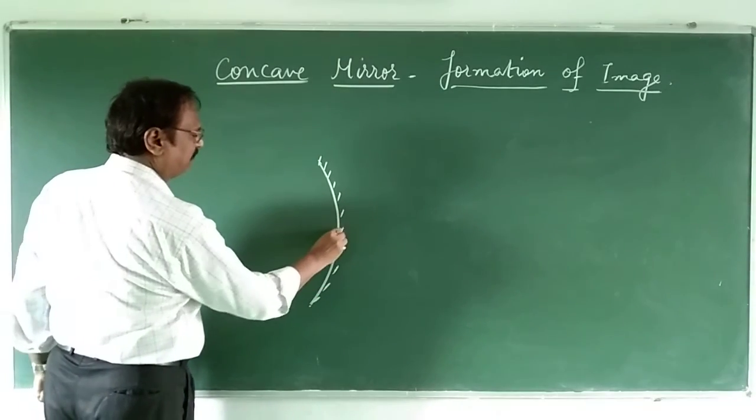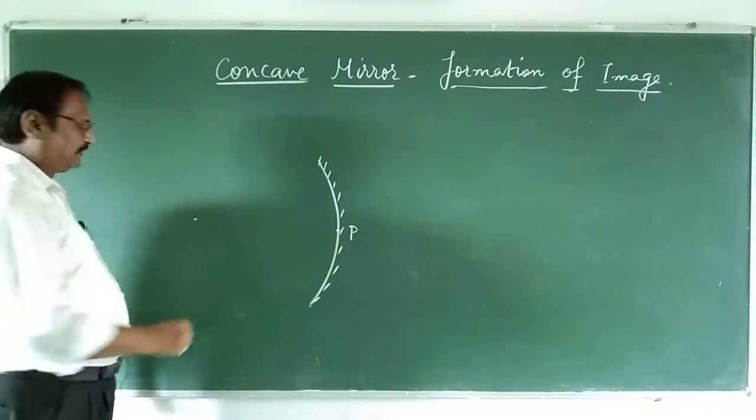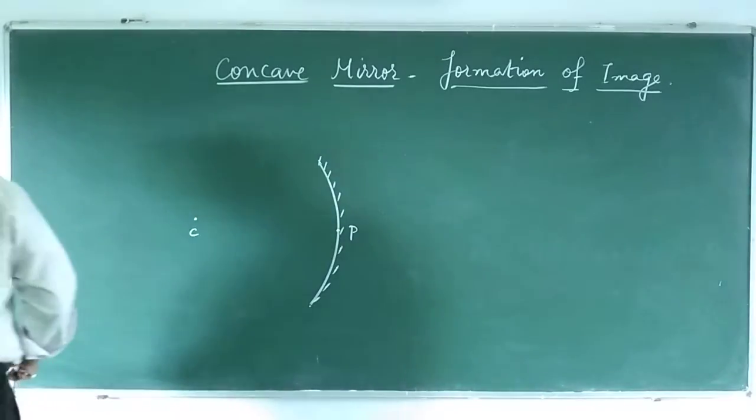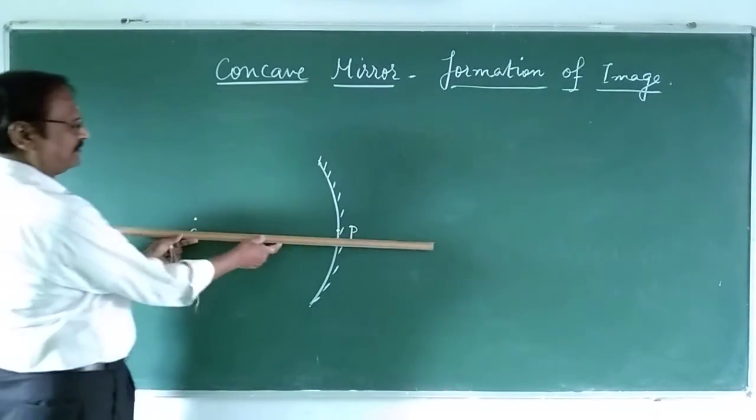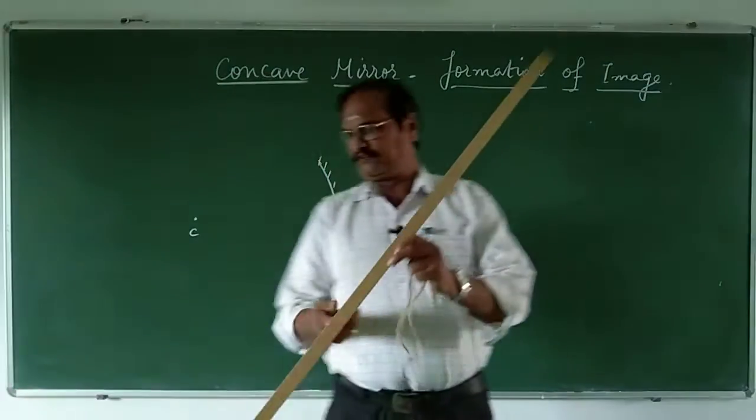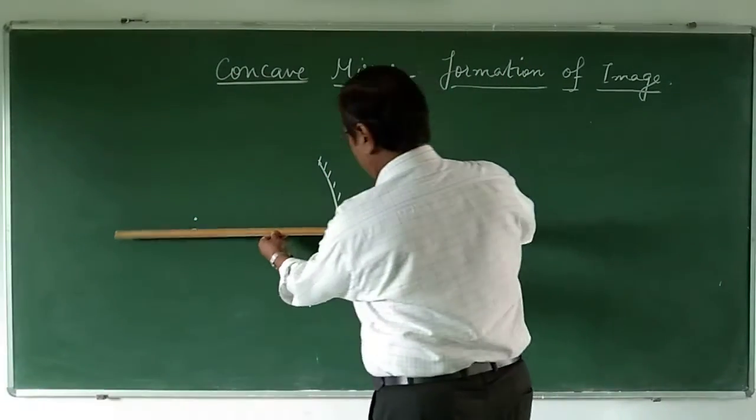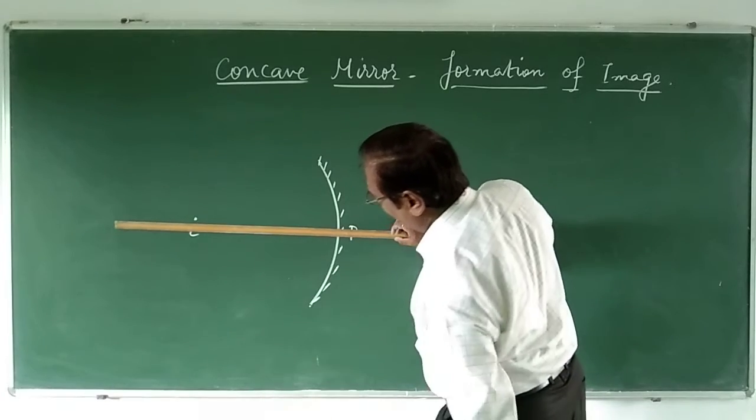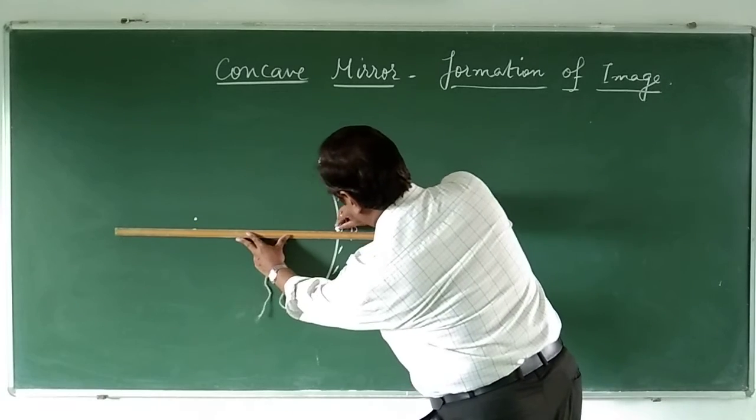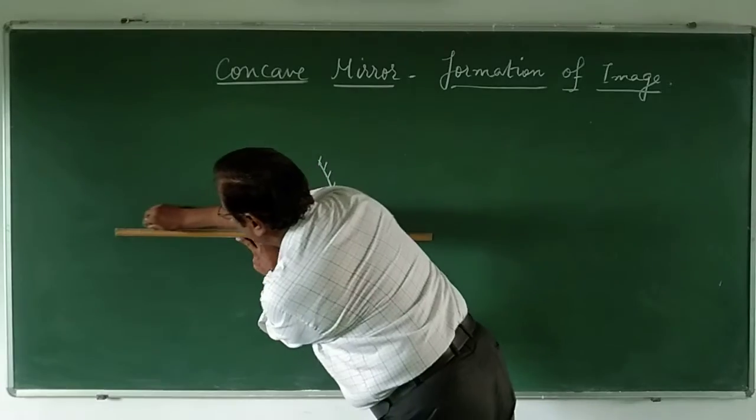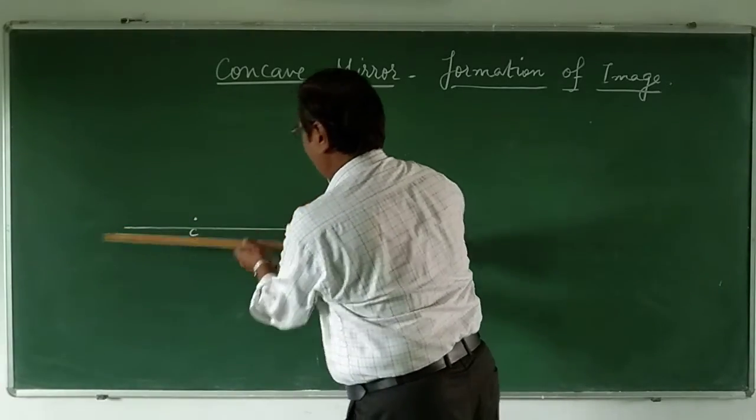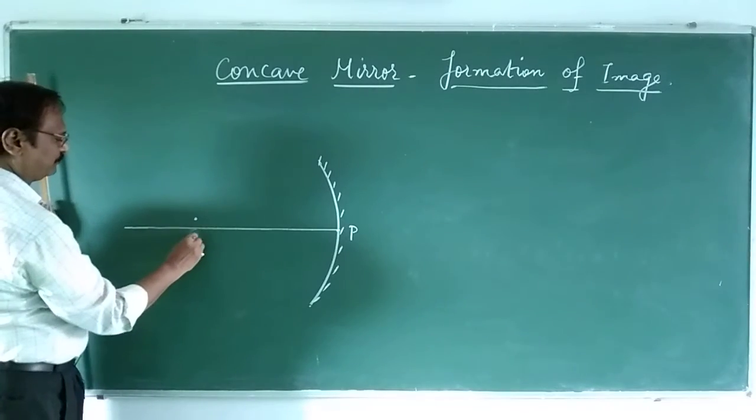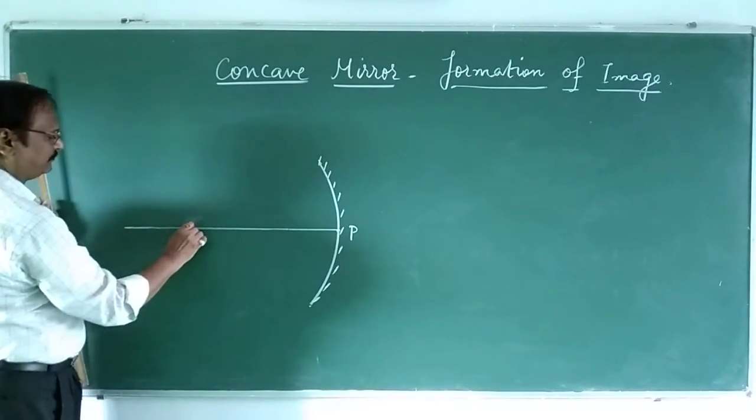The middle point of this is the pole of the mirror and the center point is the center of curvature, and let us join and make the principal axis. We need to first make the principal axis. Without the principal axis there cannot be any diagram at all. So let us be very clear. First draw the principal axis. Fine. So this is the center of curvature and this is the pole.